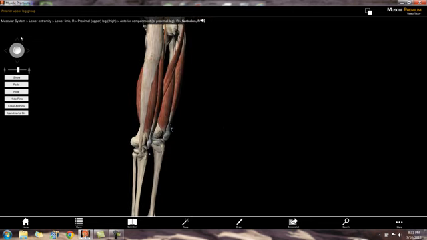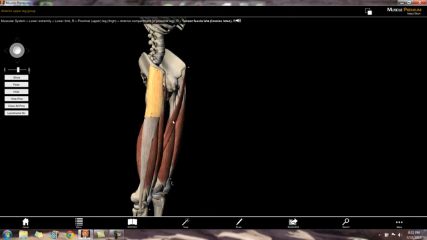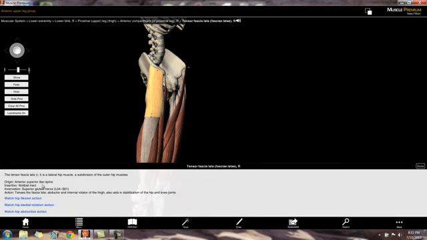So this next one we want to take a look at is the tensor fascia lata. And the tensor fascia lata originates up on the anterior superior iliac spine and posterior to the attachment of the sartorius here. It runs really quite laterally and is, for the most part, completely enveloped by the IT band, or the iliotibial band.